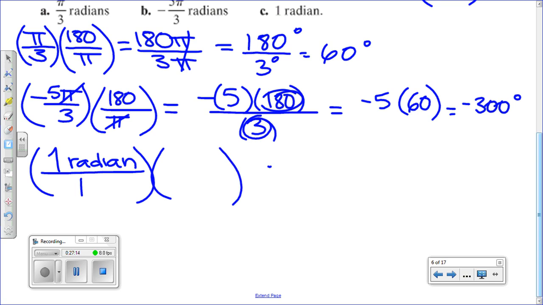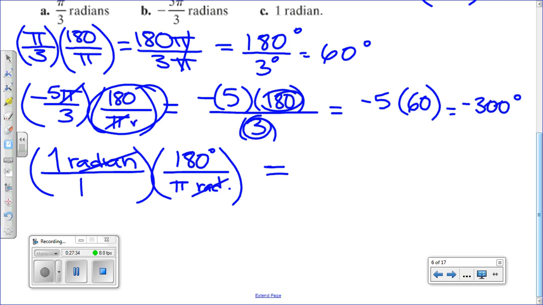Oh, conversion method. So we're going to use the same that we used here: 180 and then pi radians here. If we multiply by the radians, the units will cancel. That's what I should have done.